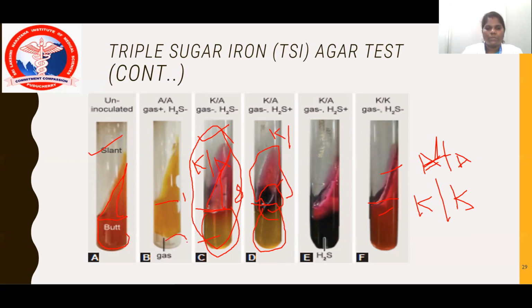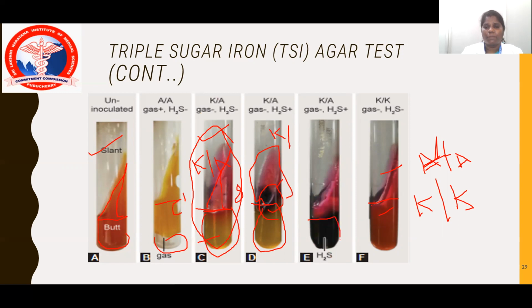Okay, here you are able to see the gas production. How to see gas production: by the lifting of the medium or the cracking or breakage of the medium, which detects whether gas production has happened or not. And this is another point I forgot to tell you. Some organisms are able to produce H2S abundantly, for example, Salmonella paratyphi D and Proteus.